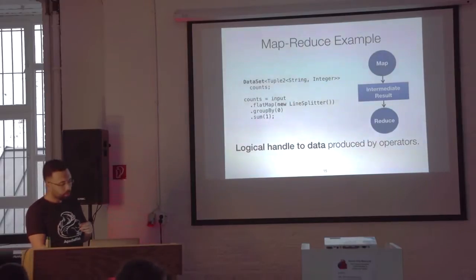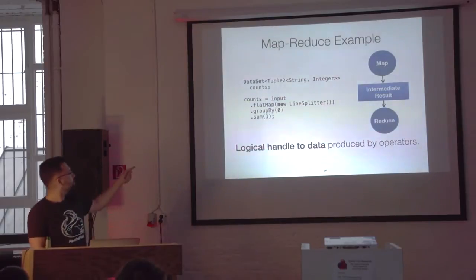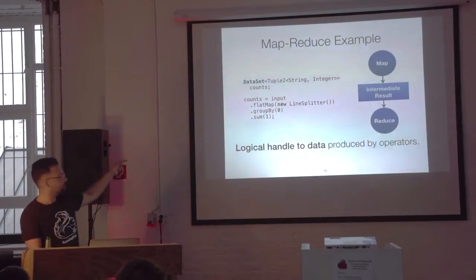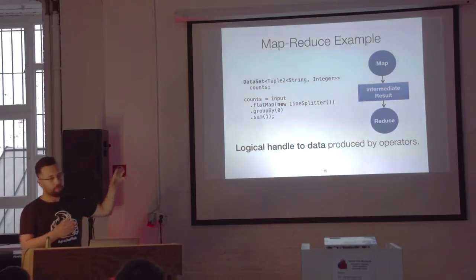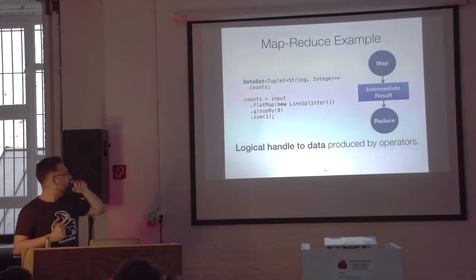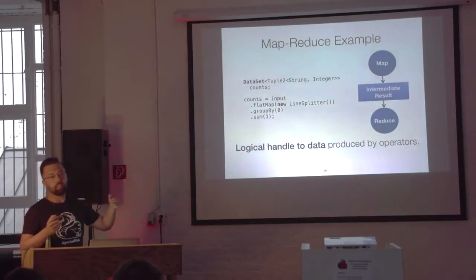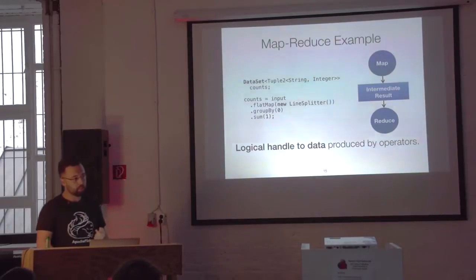So, for example, if you write your word count program, on the left, this is the DataSet API and the Java example. This will be translated to a data flow, which is here on the right, with a map operator producing some intermediate result and the reduce operator. And the intermediate result is logical in the sense that at this point, you don't need to specify how this intermediate result is implemented. So it can have multiple implementations.